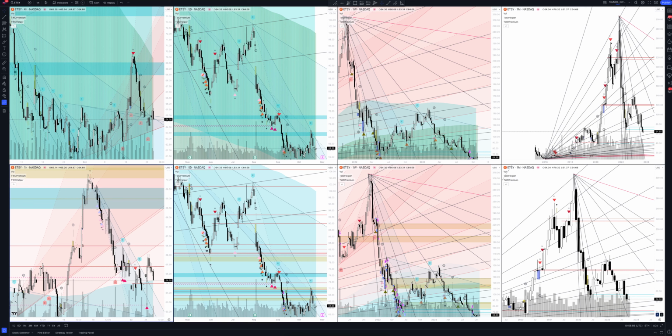Today we will take a look at Etsy Inc. stock. Let's analyze the market situation and find out how you can make money on it. Let's start.